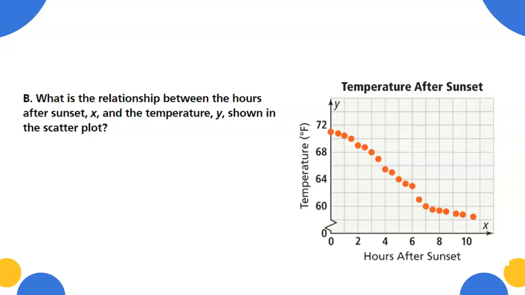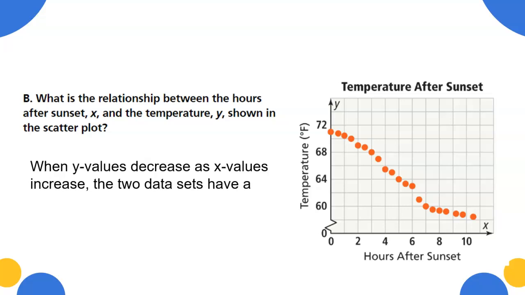Here's another example. This is the temperature after sunset. The sun goes down below the horizon, it gets darker out, which often leads to it getting cooler outside. Again, these are not in a perfectly straight line, but we will notice that the y values, the temperature, are decreasing as my x values are increasing, as the hours after sunset increase. This is said to have a negative association. If you were to draw a line through those points as best you could, that line would have a negative slope, and these variables have a negative relationship with each other.